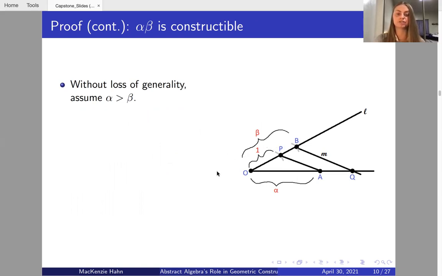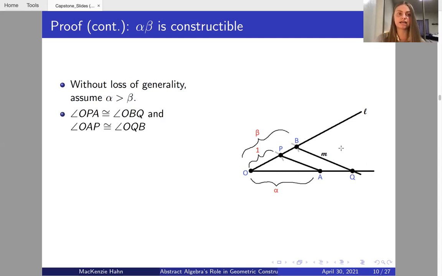And finally, we can construct another circle centered at O with a radius of beta. That circle is going to intersect line L at point B. And we can draw in the line segment PA. We can construct a parallel line M through point B that is parallel to line PA, and that line M is going to intersect the line segment OA at Q.